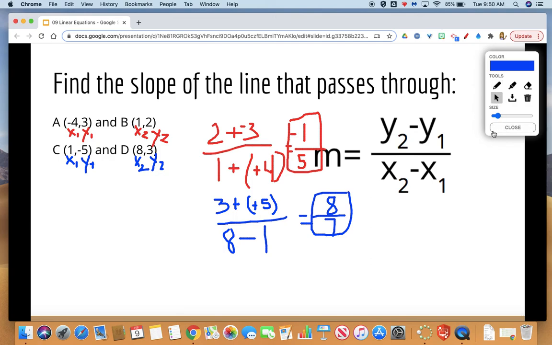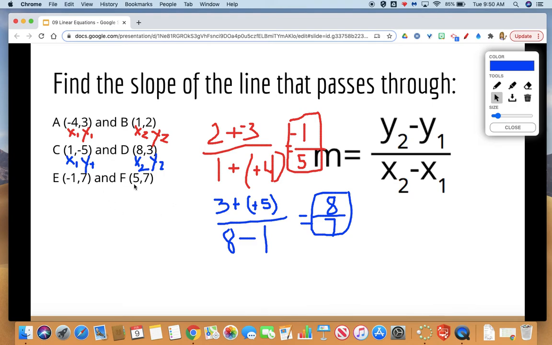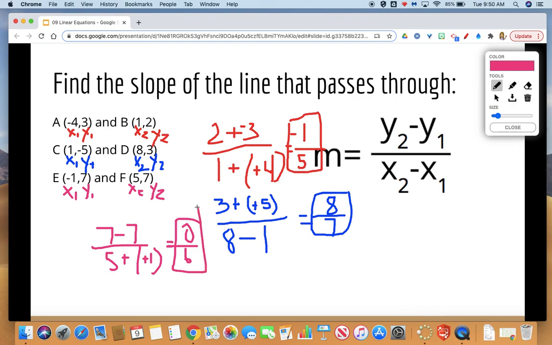Let's try one more before we wrap up this lesson together. -1/7, -1/7 for E, and 5/7 for F. You should have had x1, y1 for the first ordered pair, x2, y2 for the second ordered pair. It ends up being 7 minus 7 for the y's, and 5 minus a -1 for the x's. We get 0/6. What type of slope is that if we have a 0 up top? That would give us a 0 slope.